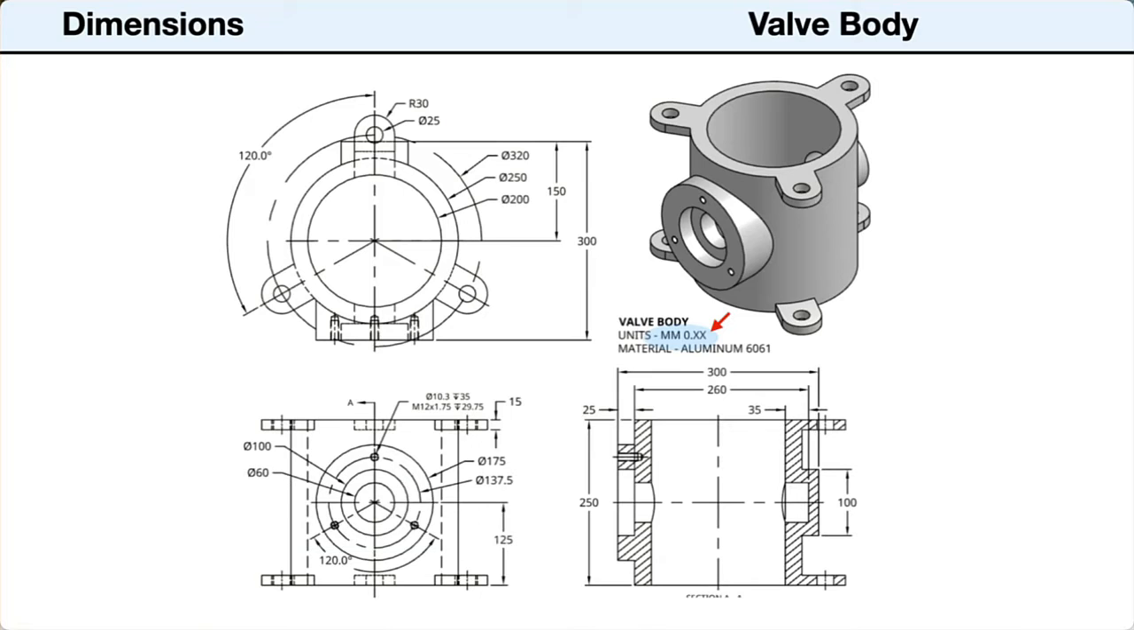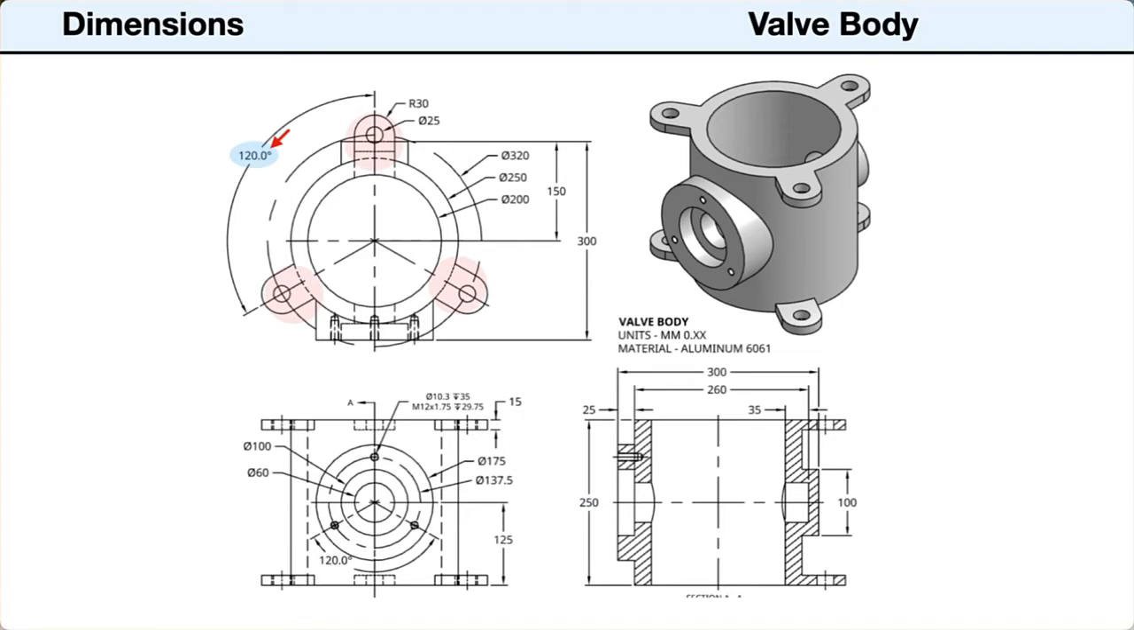First, the measurement units are in millimeters. The top view shows the inside diameter of the valve body at 200 millimeters. The outside diameter is 250 millimeters. This results in a wall thickness of 25 millimeters. The body has an overall height of 250 millimeters.